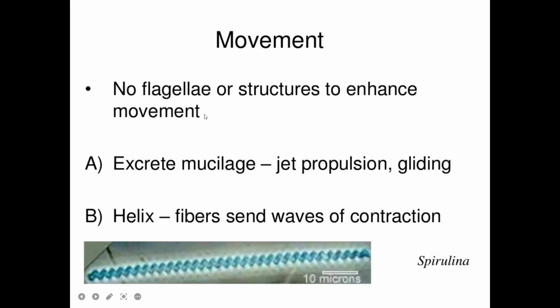And movement, how they are moving: they do not have flagella, and different structures which help in movement are also not there. And they excrete mucilage. In the previous slides we have seen, mucilage will be there around the cells, that will help in gliding movement or jet propulsion movement. Helix will have fibers and waves of contraction, some kind of jerky movements they can show by this presence of helix in the cells.